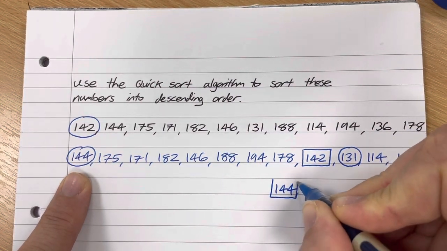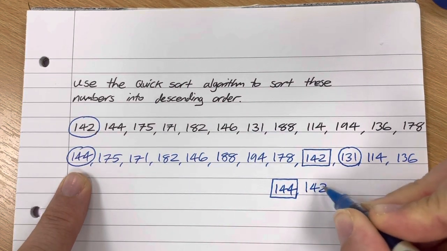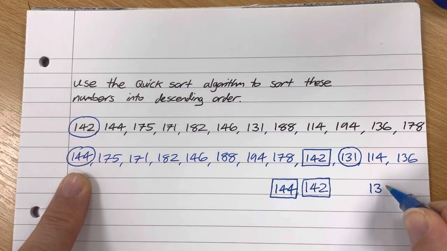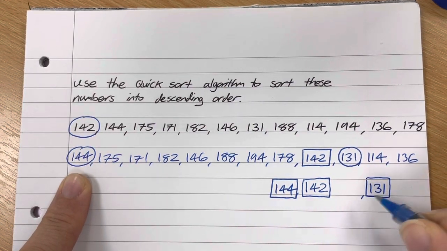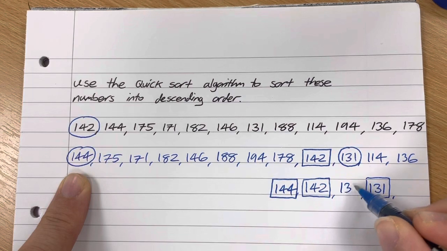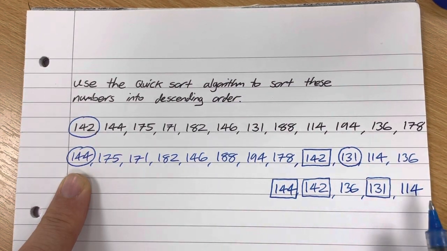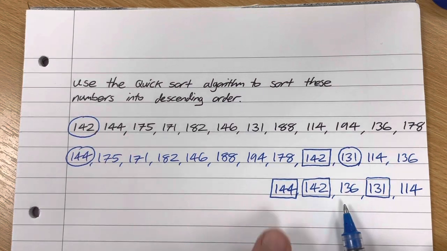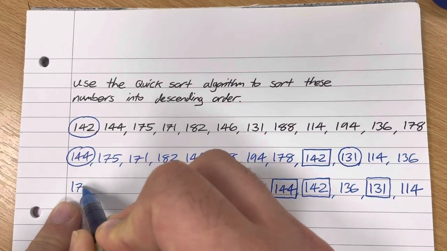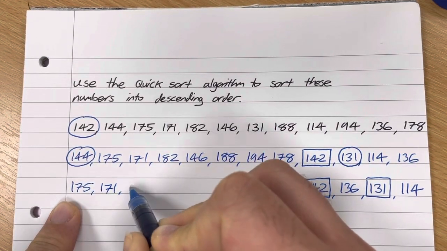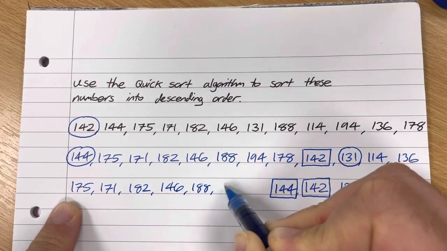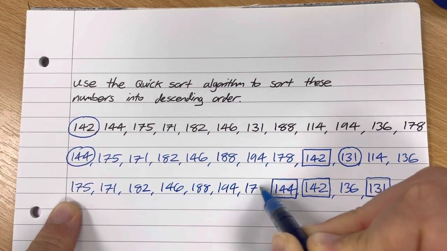That is now locked in place. I'm going to pop a rectangular box around it. 142 is already locked in place, and then 131 is actually in the middle of those two. 136 will go there, and 114 will go there. At the moment we just leave those not circled. All of these numbers will then appear in the same order here. So 175, 171, 182, 146, 188, 194, and 178.